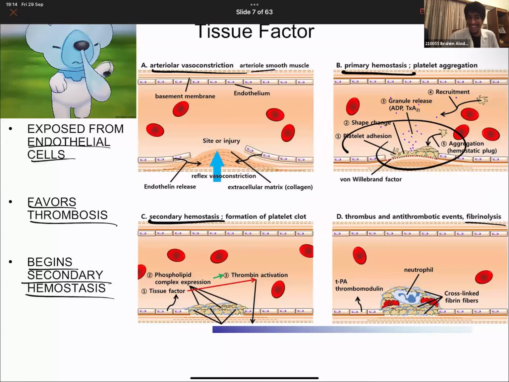All right. You guys all understand tissue factor, right? These are like the big 3 points you need to know about tissue factor.